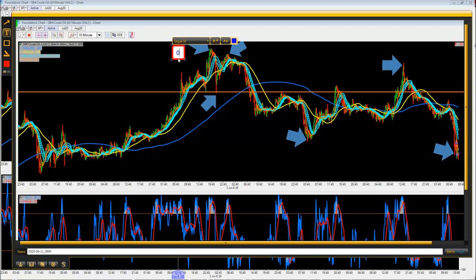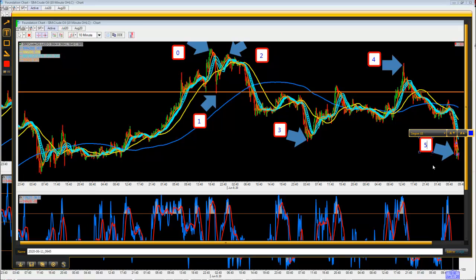0, 1, 2, 5, 3. Complex retrace in here. I'll show you that in a second. 4, 5. So I was planning the 5, thinking that this is not the low.